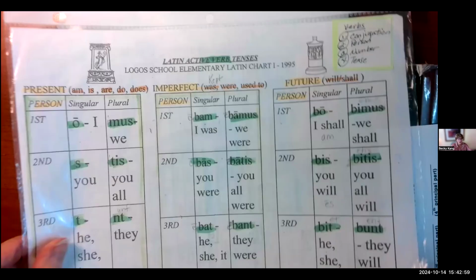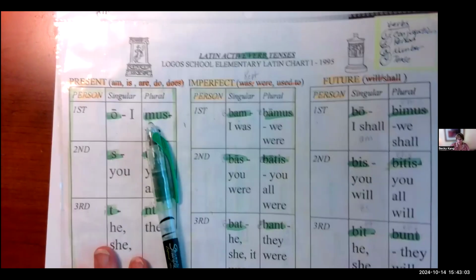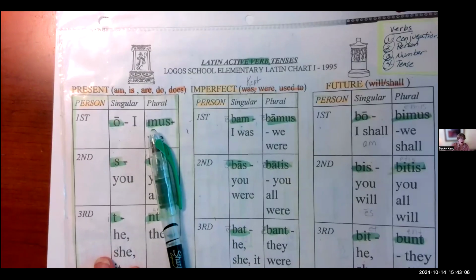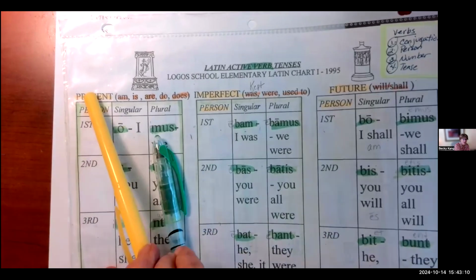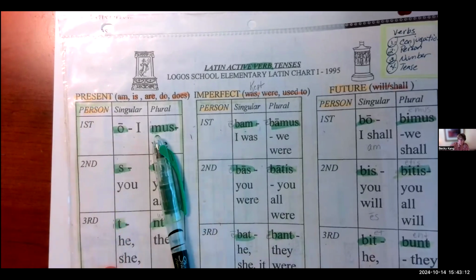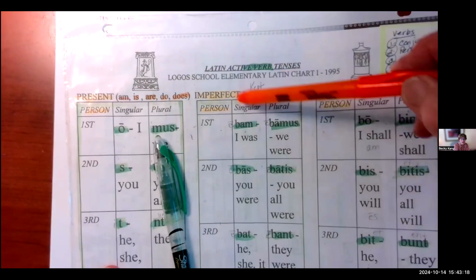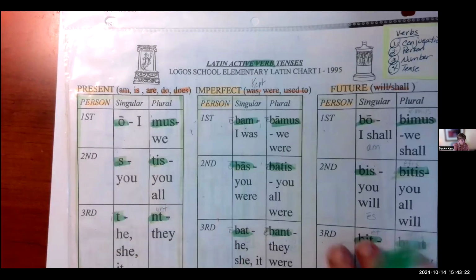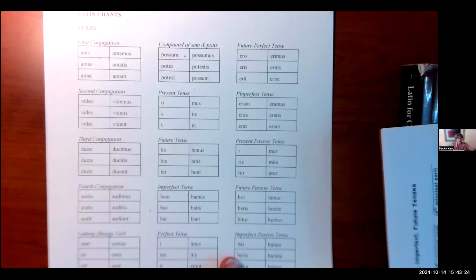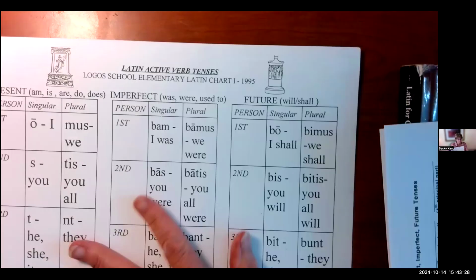So they just want to color those endings, O, S, T, mus, tis, nt, with the green marker. If they want to get their yellow highlighter, they can highlight the word person and the tense in yellow. And then what I did was I took orange and I did the helping verbs in orange. That's what I did. So just the present tense, if you can go ahead and copy off the big overview, and then this one for verbs.